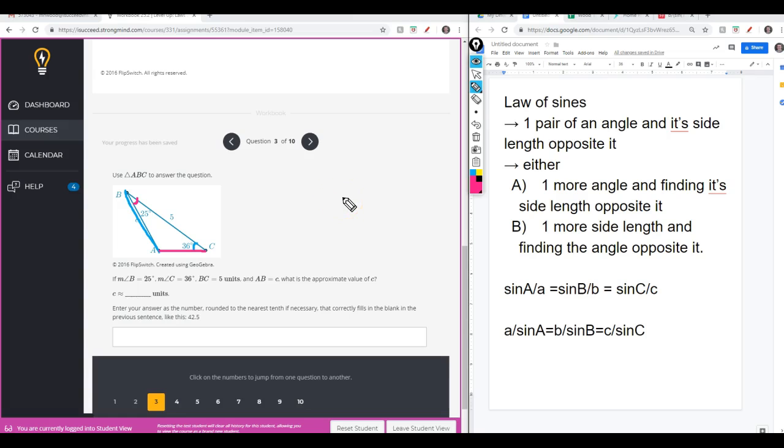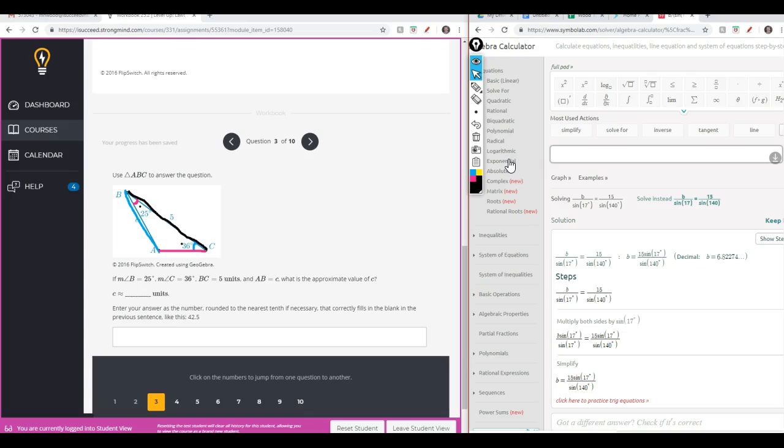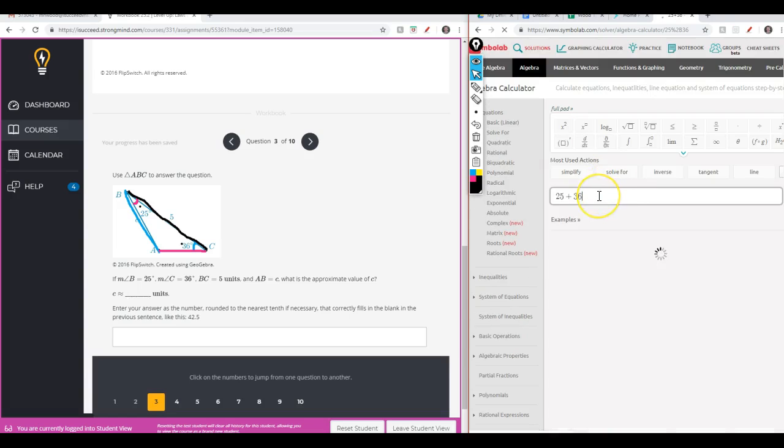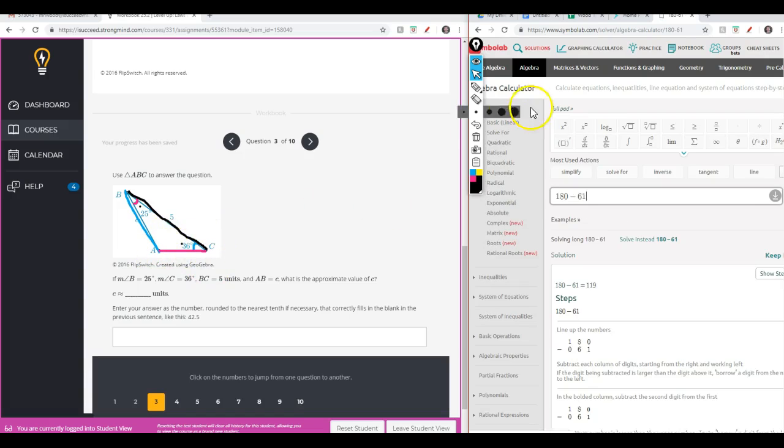But time out, we can find a pair because I have this side length given and I have these two angles given. Well, in a triangle, I know that they add up to 180 degrees. So if I add the two angles I have, 25 plus 36, that's 61. So 180 minus 61 will give me the measure of this third angle, which is 119.